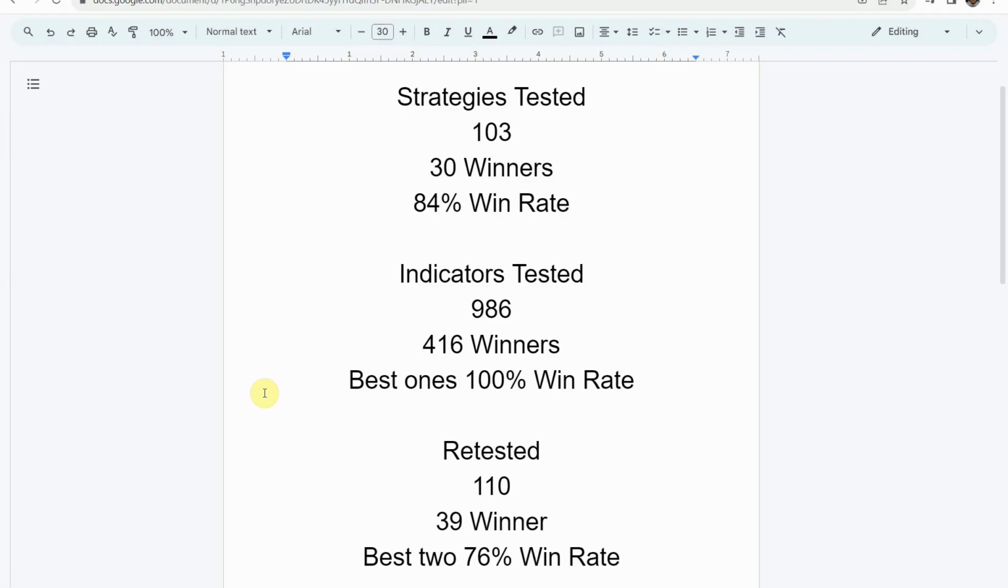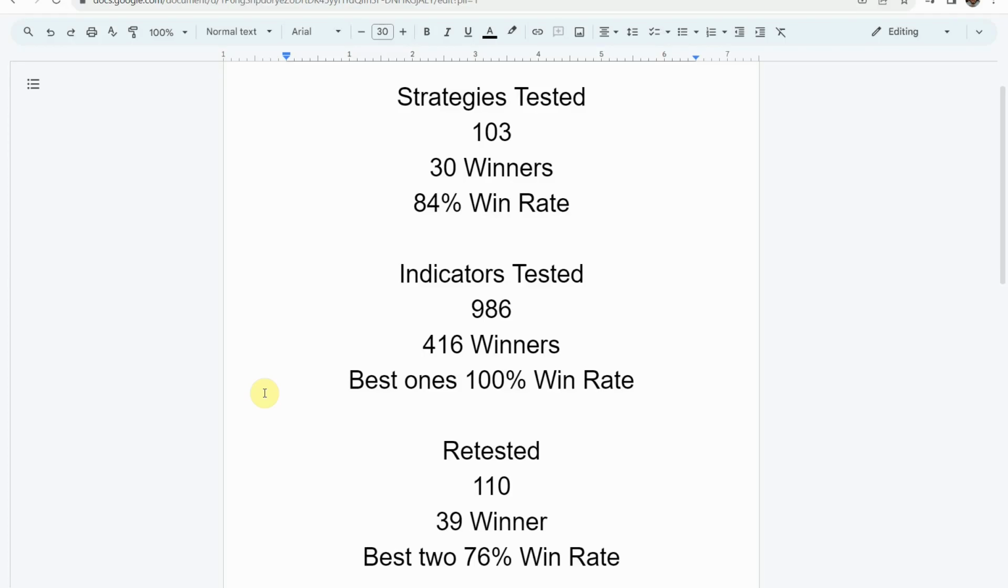We've also tested a total of 986 indicators, with 416 of them being winners. The best one so far was able to achieve a 100% win rate. Now you need to go back and watch those videos to understand the context of how they were able to achieve that. So go back and watch those videos and see what you can get out of those winning indicators.